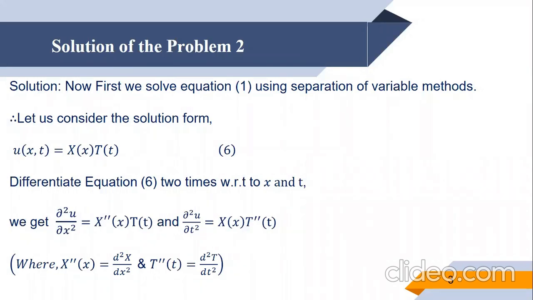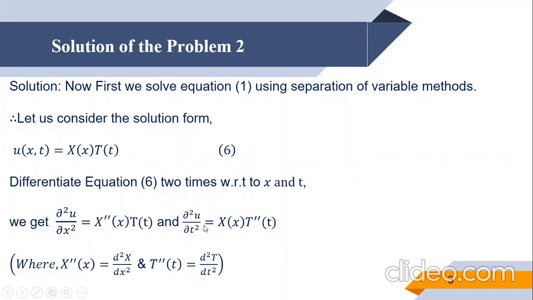So obviously first we solve equation 1 using the separation of variables method, which was also discussed in problem 1. So first we consider the solution form u(x,t) = X(t)... capital X capital T. Now differentiate equation 6 with respect to x and t two times. So we get ∂²u/∂x² is X''T, and ∂²u/∂t² is XT'', where X'' is d²X/dx² and T'' is d²T/dt².